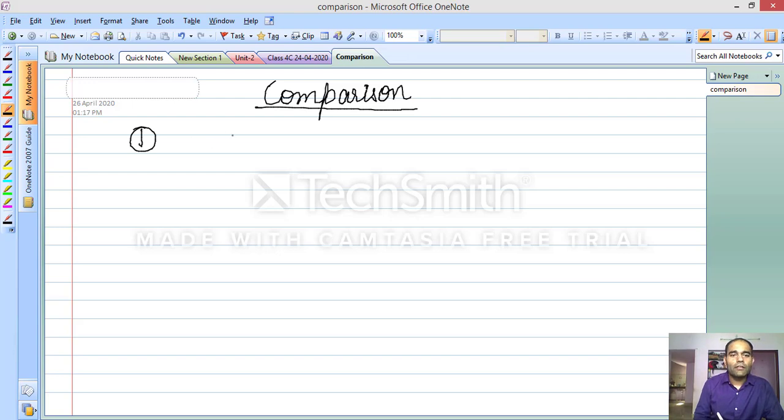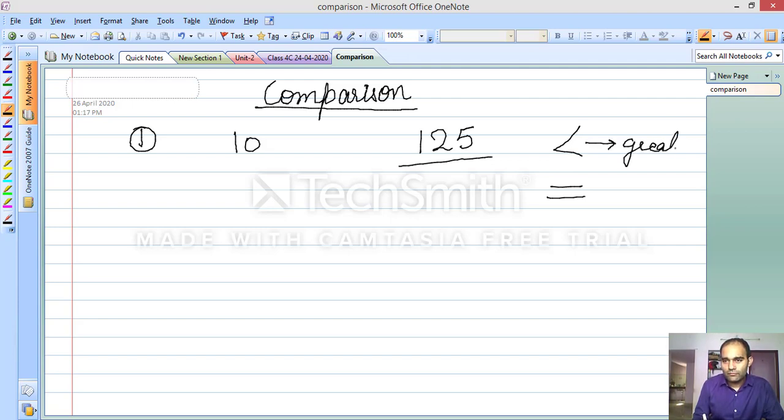Example number 1, tell me, 10 is greater or 125 is greater. Yes, you know 125 is greater, you know that. We will use this symbol to represent it. This side will be greater and this side will be smaller one.